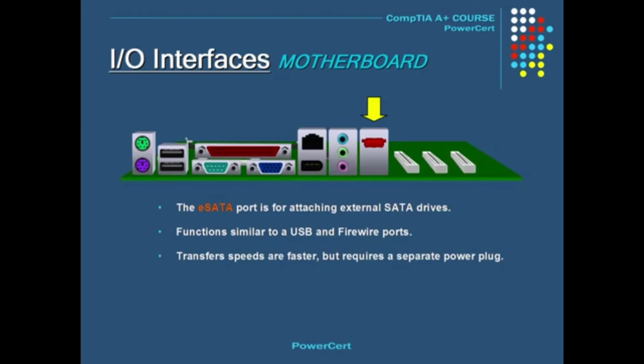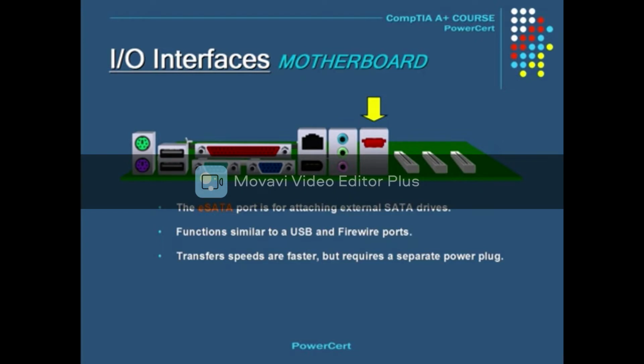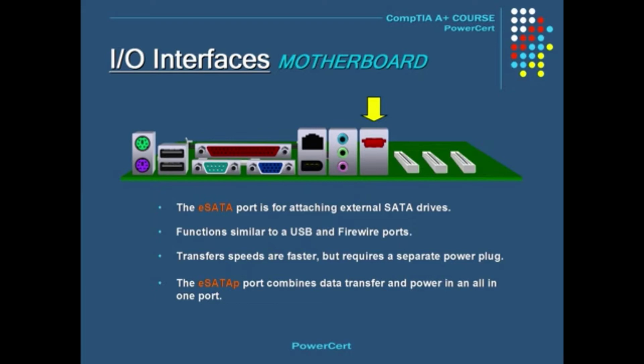But the disadvantage it has compared to USB and FireWire is that eSATA requires a separate power plug to supply the drive with power. But there is a new SATA port called eSATA-P, which is power over eSATA. This port combines data transfer and power in an all-in-one port, similar to USB and FireWire.